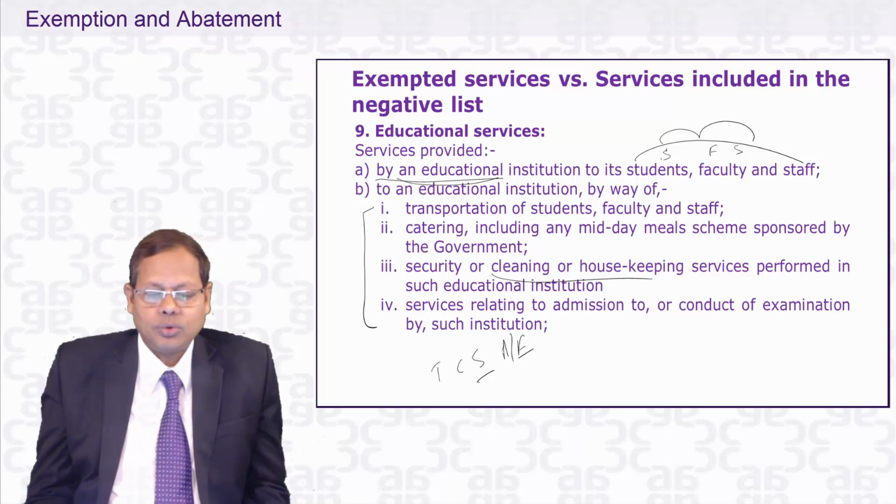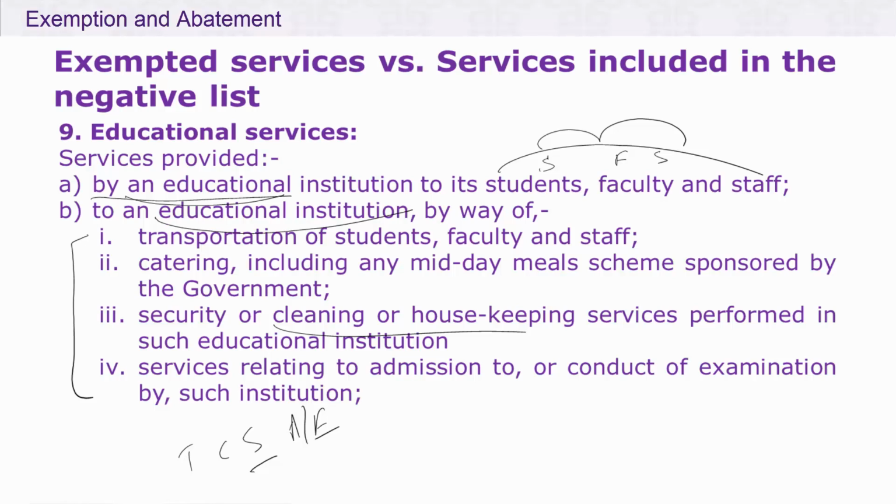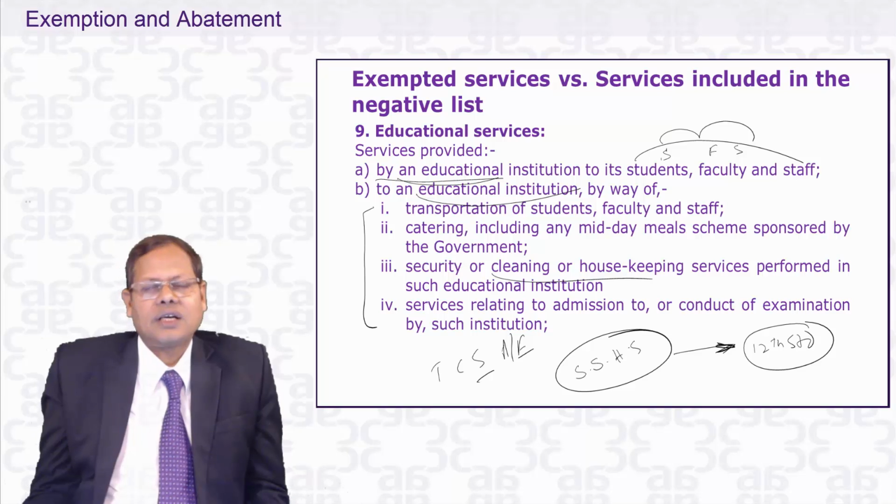And one more thing I would like to remind you, here educational institution means an institution which is eligible under the negative list, which is providing non-taxable service as per the negative list. Not all educational institutions. You are getting my point? For example, a senior secondary high school, whether run by government or private, or recognized, running the school up to 12th standard. So up to 12th standard it is under the negative list.